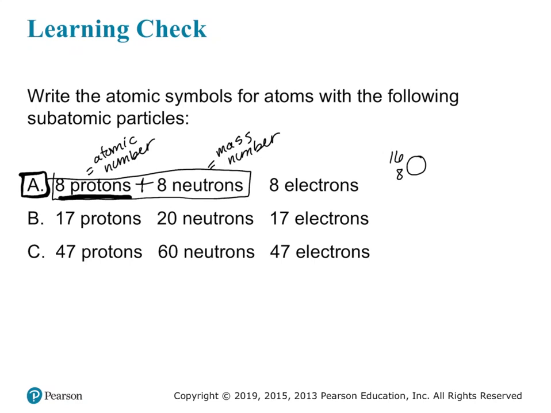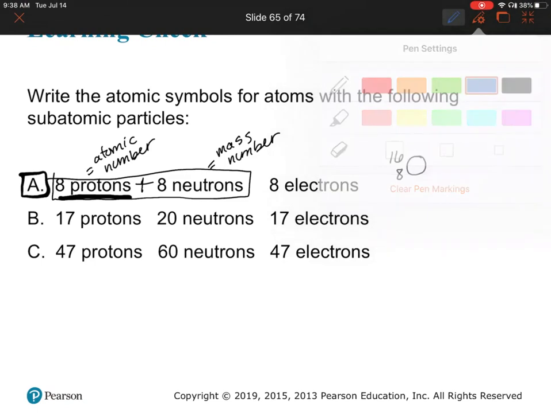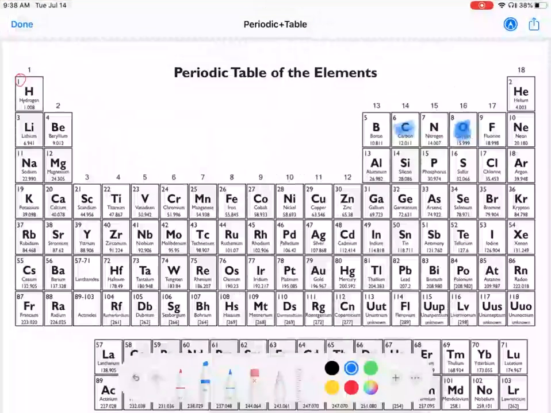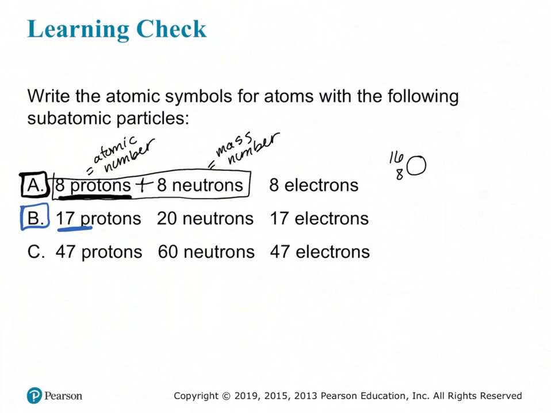Okay, so let's figure out what we have in part B, and I'll use a different marker color here. All right, so we have something with 17 protons. So let's look up number 17 on the periodic table. So let's see, scanning through. Number 17 is chlorine. Okay, so let's go back. So we know that we have a chlorine isotope, and every atom of chlorine has 17 protons.